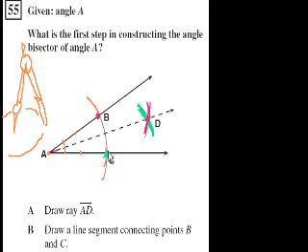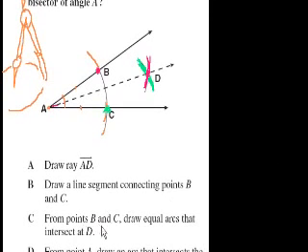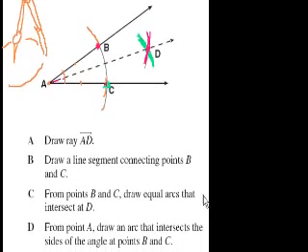I mean, even what they have drawn, that's an arc. It's not a line. From points B and C, draw equal arcs that intersect at D. That was the second step. I mean, you have to have points B and C before you can draw those equal arcs. From point A, draw an arc that intersects the side of the angle at points B and C. Yeah, that's what we said. That was the first step. Put your pivot here and use your pencil to draw this arc, and you say, okay, this point and this point. So that would be the first step, D.